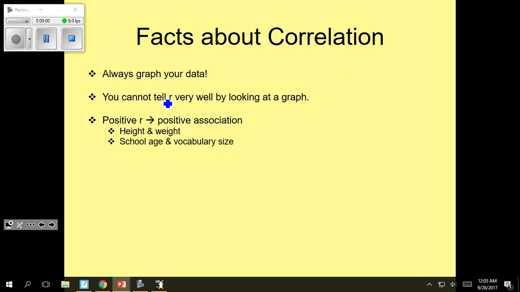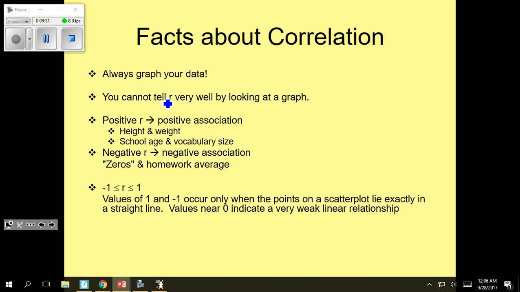So we talk about height and weight. As height gets bigger, weight tends to get bigger. That's a positive R. As your age in school gets larger, your size of your vocabulary tends to get larger. Positive association. Negative associations have a negative R value. So the more zeros you have, the lower your homework average. That's a negative relationship, a negative association, or a negative R.